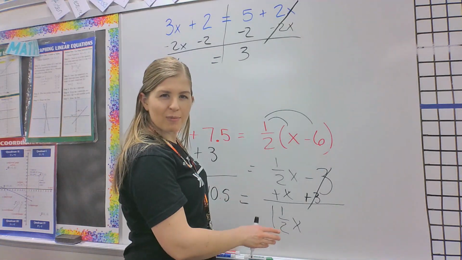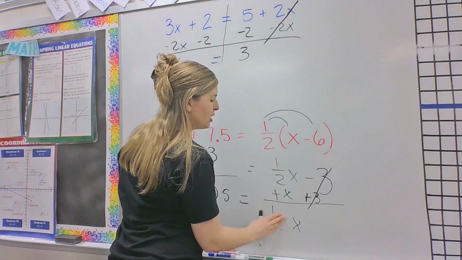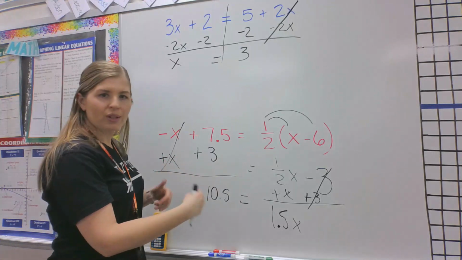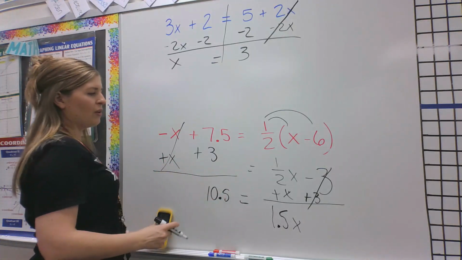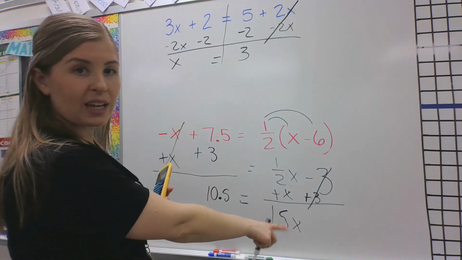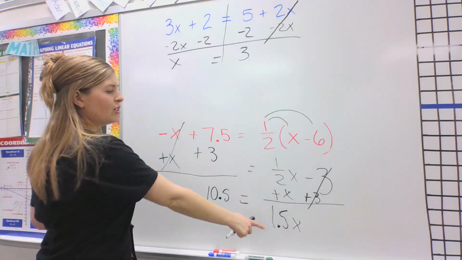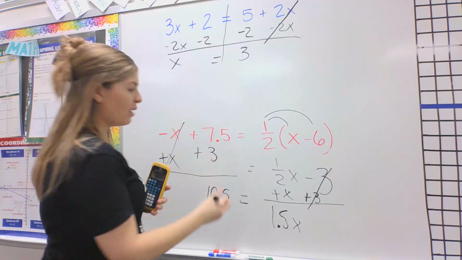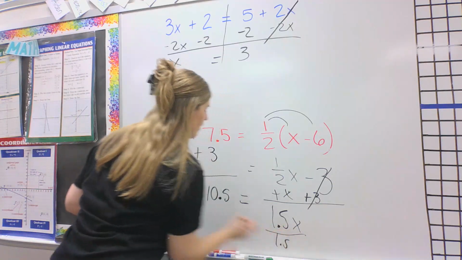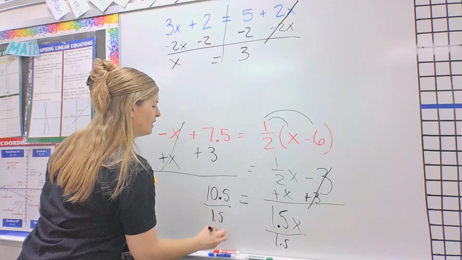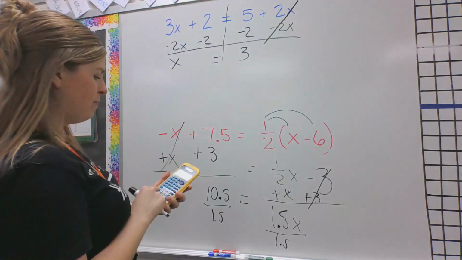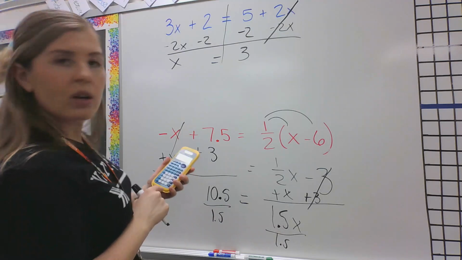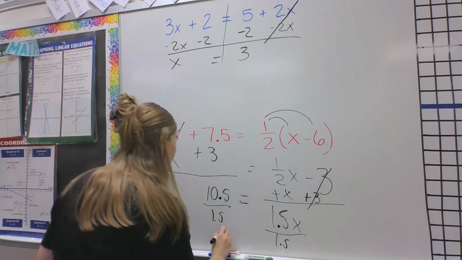What is a half as a decimal? 0.5. Let's change this to a decimal. It's a lot easier if we have both as fractions or both as decimals. So I see it's 1.5 times x equals 10.5. So what times 1.5 is going to give us 10.5? I'm going to do the inverse operation, so I'm going to divide by 1.5. Let's see what x equals. 10.5 divided by 1.5 equals 7.